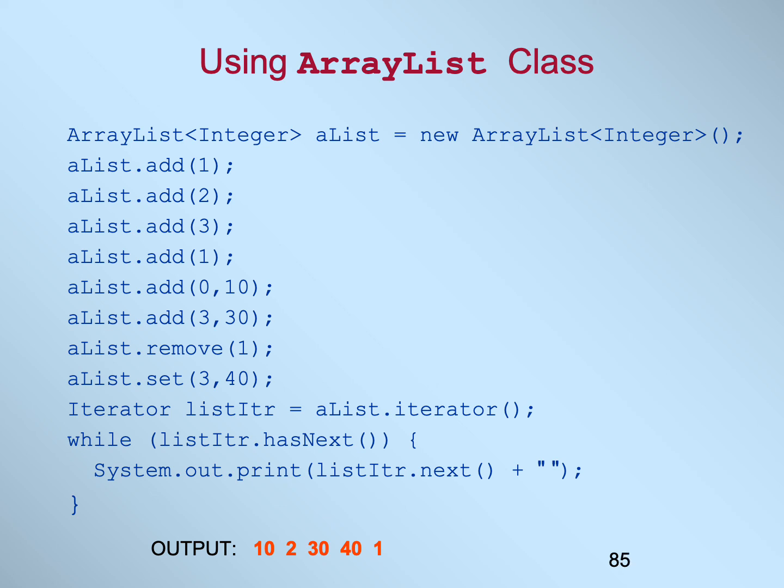To print out the list, we can use the iterator. So we will write Iterator list equal to alist.iterator. While the list hasNext, then it will print out whatever the next value is inside our array list. So the output would be 10, 2, 30, 40, and 1. You should try and run the code to make sure that you understand all the code and also how to get the output that it shows you.